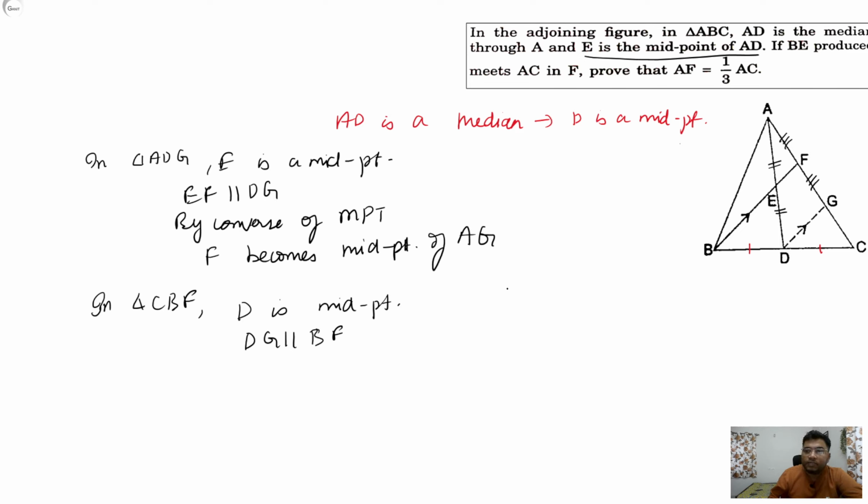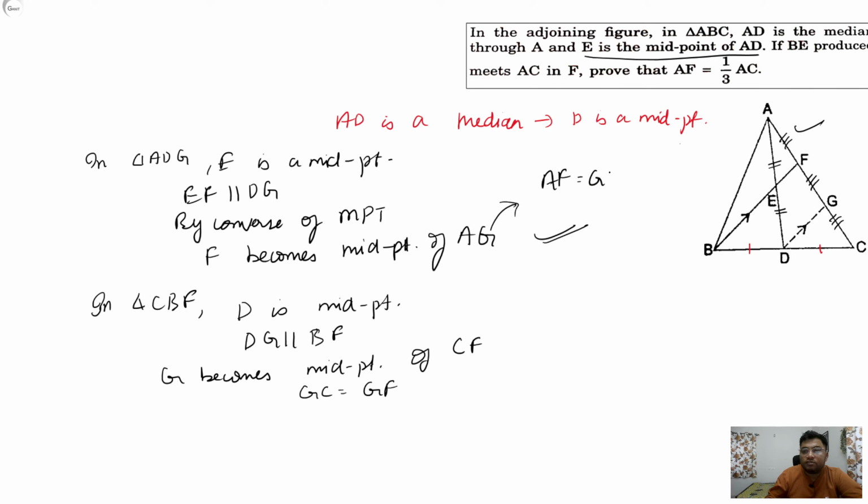So I can say that G becomes the midpoint of what? CF. That means this GC is equals to GF, right? And what was GF earlier equals to? AF from here. This thing gave us what? AF is equals to GF. So we had three equal parts now. We can write AF is equals to GF is equals to GC, right?